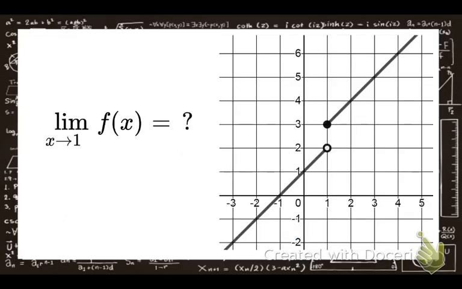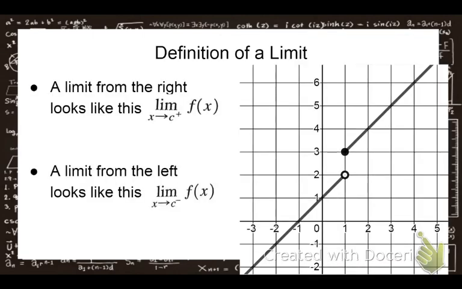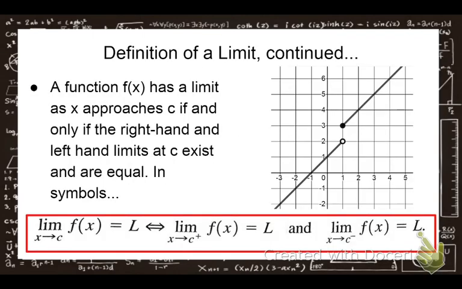We talked about, in order for a limit to exist, that the left and right-hand limits must be equal to each other. So for this one, the limit from the left of 1 is equal to 2, the limit from the right of 1 is equal to 3, therefore the limit does not exist since the left and right-hand limits are not equal to each other. And so we wrote it like this, down here at the bottom in red. The left and right-hand limits need to be equal to each other in order for the limit to exist.